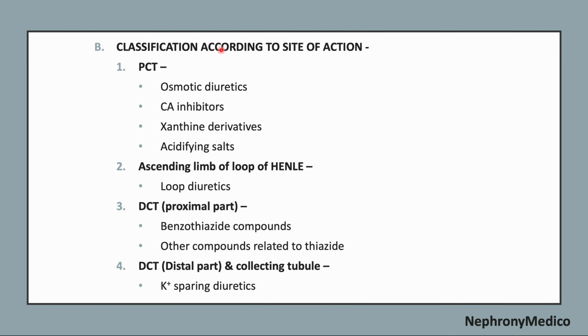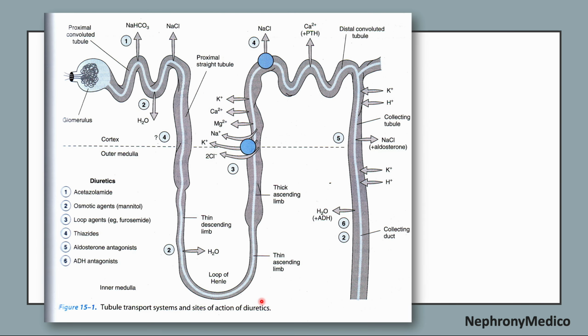Now, classification according to the site of action. Those acting on proximal convoluted tubule like osmotic diuretics, carbonic anhydrase inhibitors, xanthine derivatives, and acidifying salts. On ascending limb of loop of Henle, loop diuretics. On DCT, benzothiadiazide compounds and other compounds related to thiazide. And DCT and collecting tubules. These include potassium sparing diuretics like spironolactone.